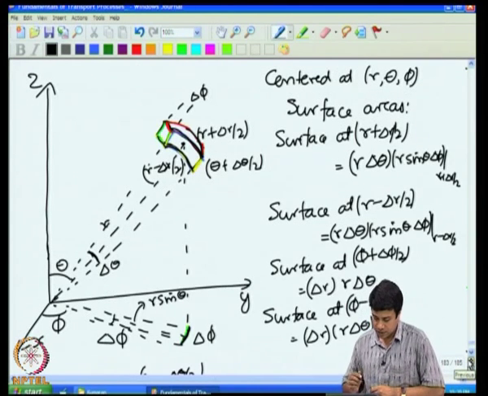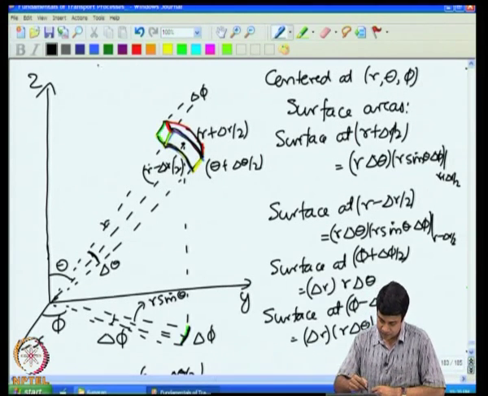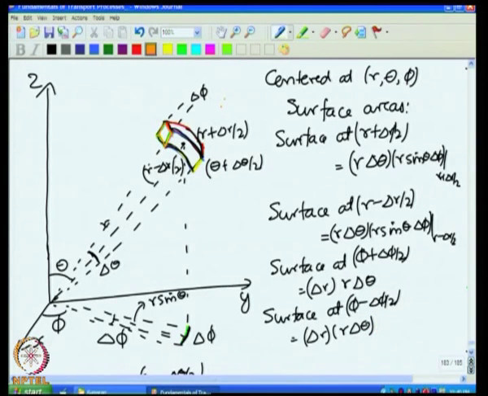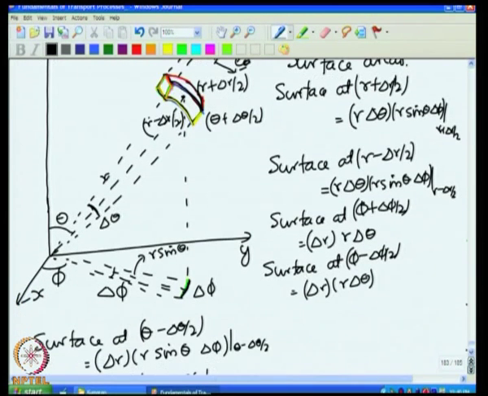So, theta minus delta theta by 2 is the top surface here. Okay. So, it is effectively the top surface over here. And as I said, the coordinate system that I am using has unit vector e_r in the r direction, e_theta in the theta direction, and e_phi in the direction of variation of phi, perpendicular to the plane of the board.